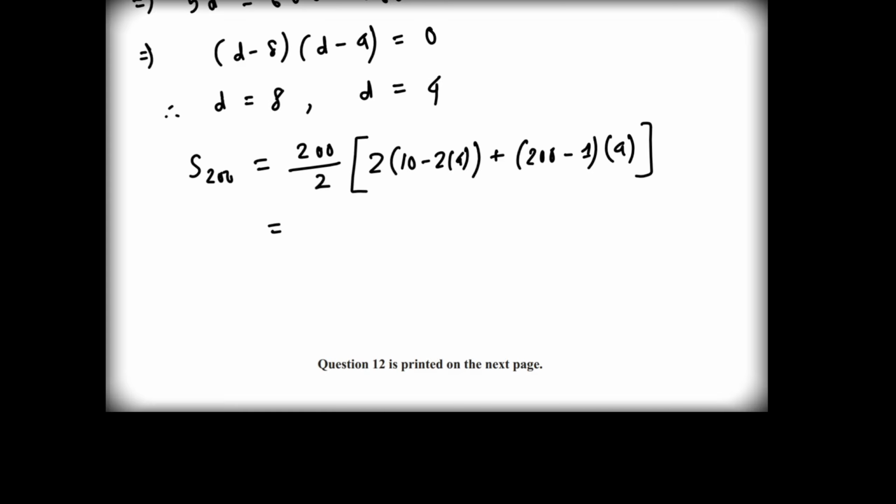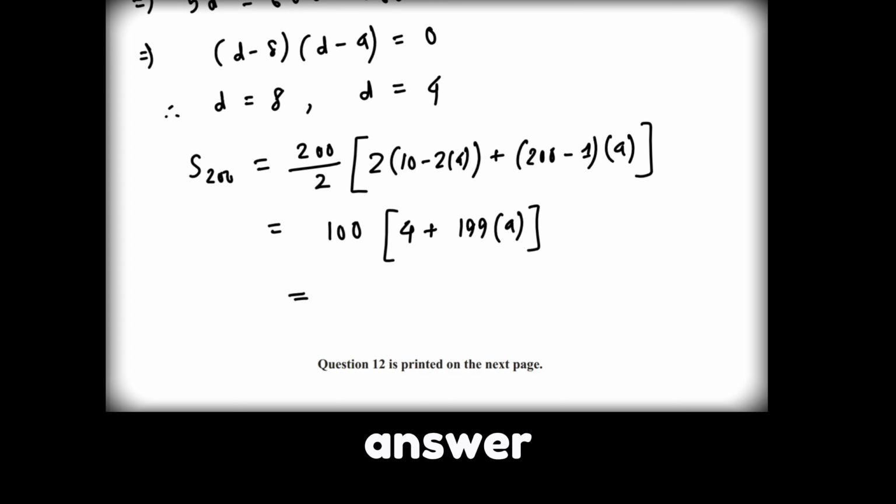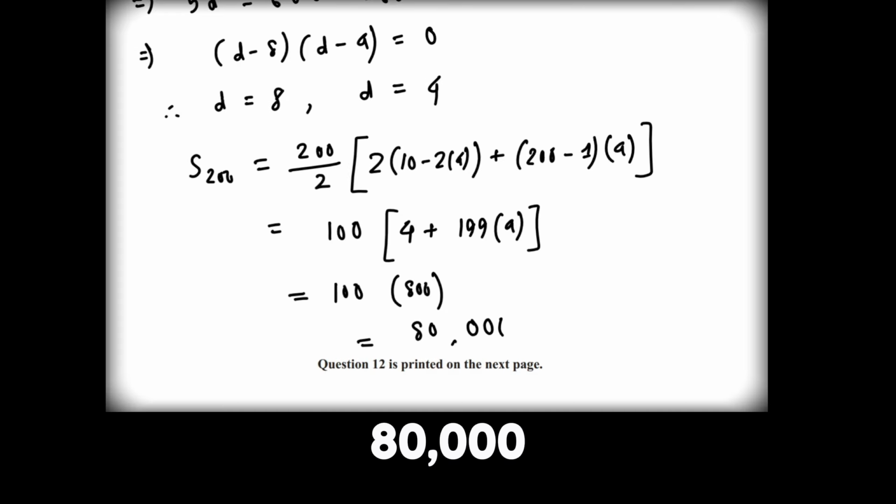That's it. So this gives us 100 times 2 into 10 minus 8, that's 4, plus 199 into 4. So the final answer should be 100 into 800. So that gives us 80,000. So that's your answer for question 11, part B.